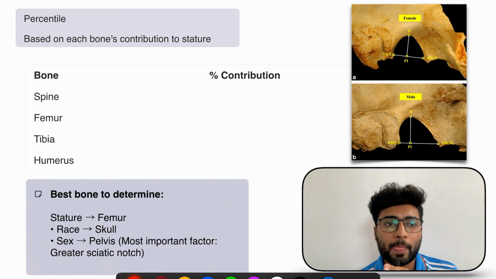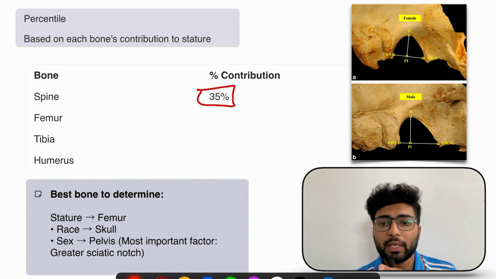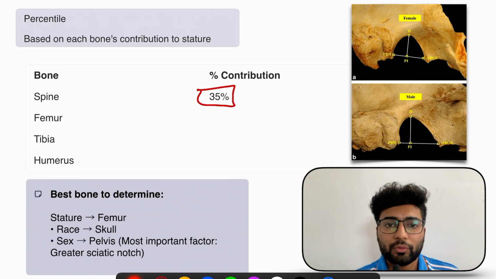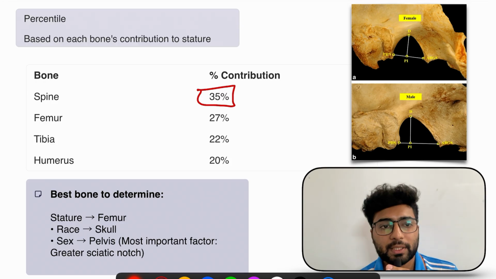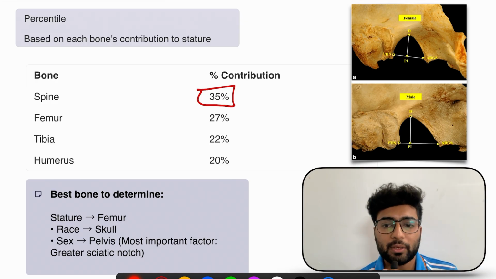Now, let's say the spine has a specific contribution to the entire human height. If the spine is recovered from the dead body, then using this contribution percentage we can find the entire height of the individual. So femur contributes 27, tibia contributes 22, and humerus contributes 20%. So the contribution of different bones can be used to determine the height of the individual.